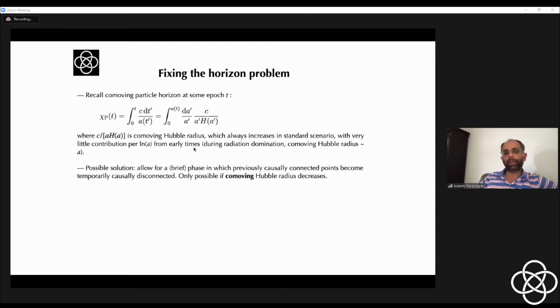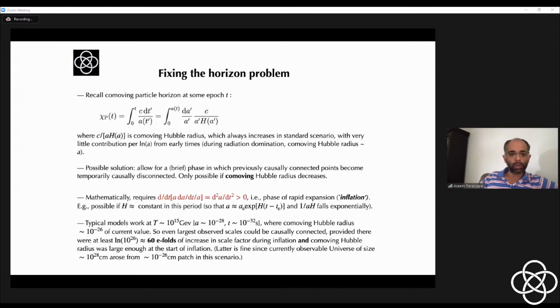then it would be very interesting, because mathematically also you can see from here, if I make my co-moving Hubble radius decrease, I can increase this contribution here from early times. And you may hope that that is enough to create a large enough particle horizon. So what I want to do is to make the co-moving Hubble radius decrease, at least for a short time, but by a sufficient amount. So how do I do this?